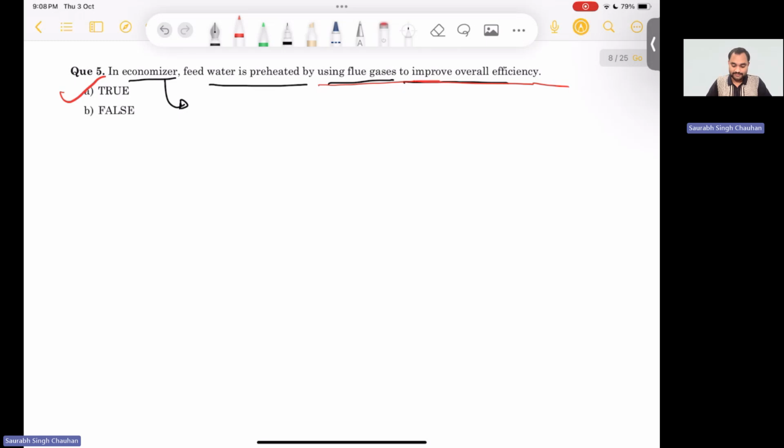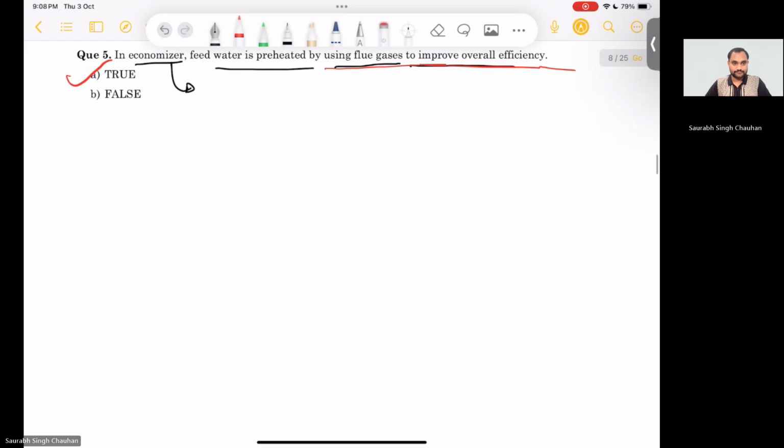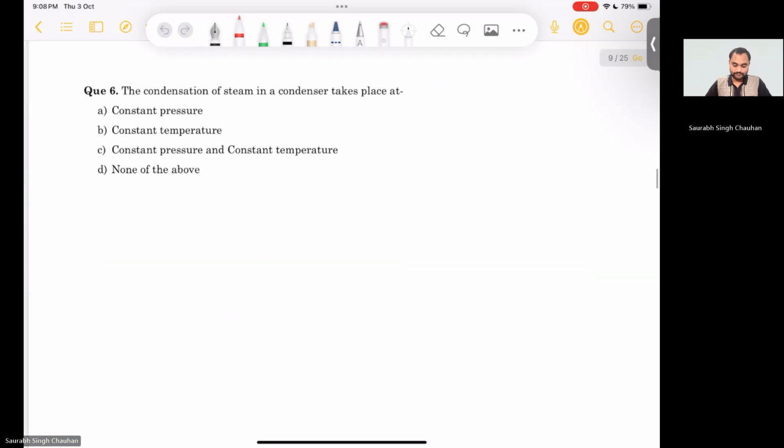If there is no doubt, then we will move to the next question, question number 6. Question number 6 says that the condensation of steam in a condenser takes place at. So this is a very, very easy question.